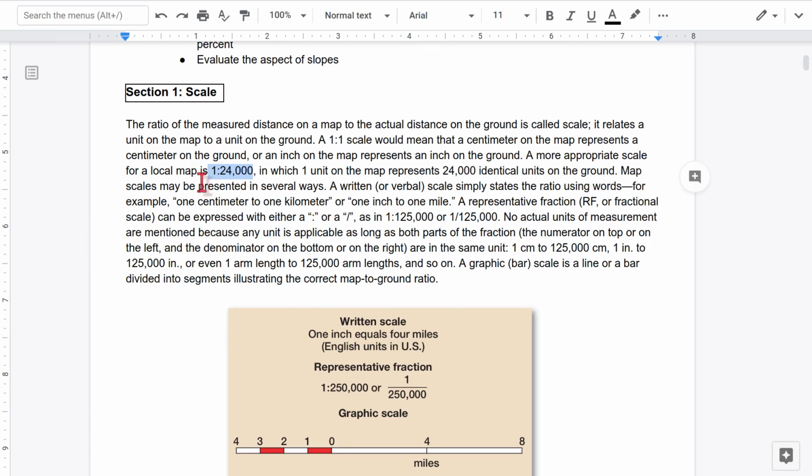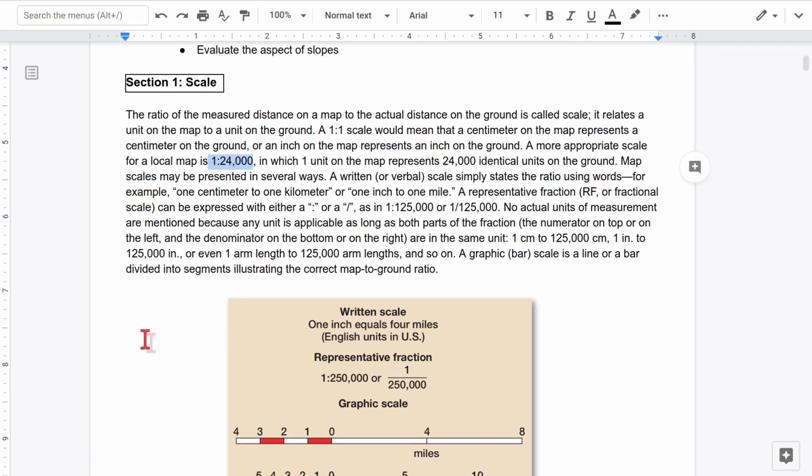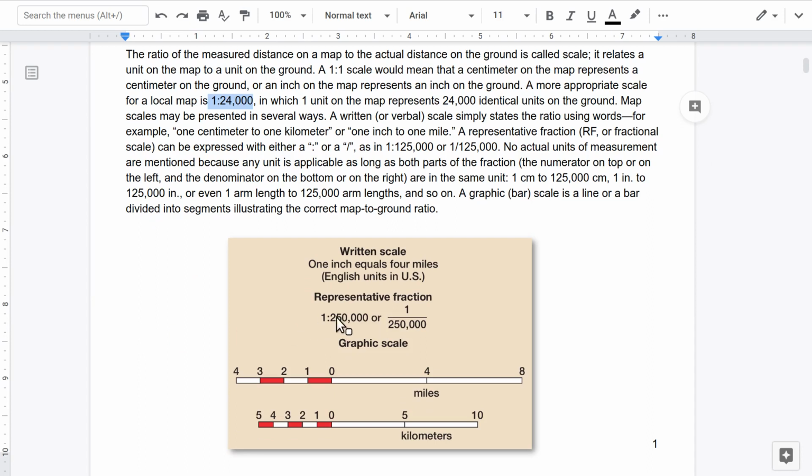And when you're talking about map scale, there are 3 ways of expressing scale. There is the representative fraction. 1 to 24,000 is a representative fraction. There aren't units because they're the same on both sides. So 1 inch to 24,000 inches, 1 centimeter to 24,000 centimeters, 1 meter to 24,000 meters. It doesn't matter what it is, the units on both sides are the same. And that's a representative fraction.